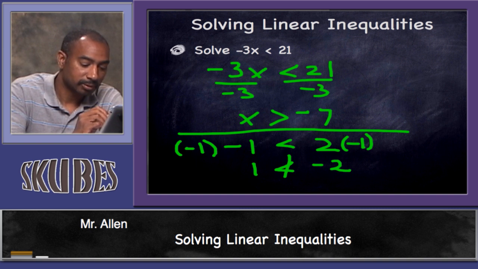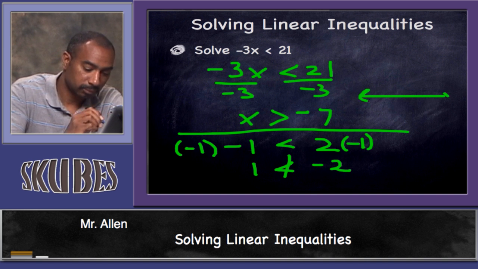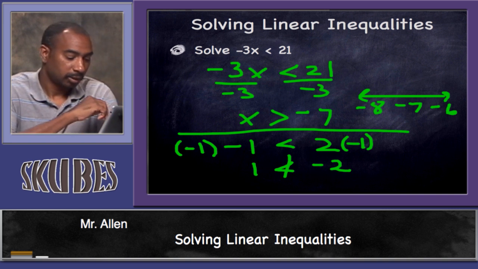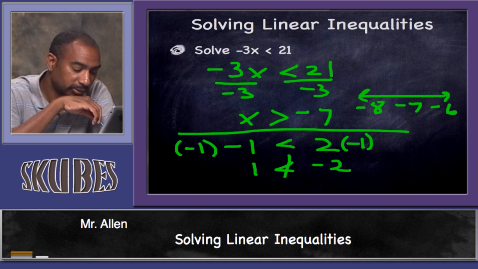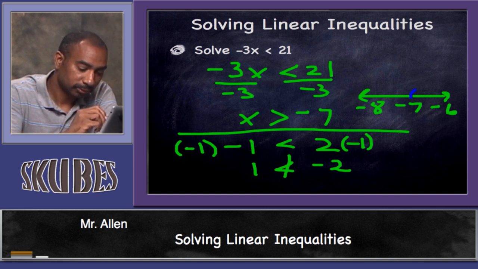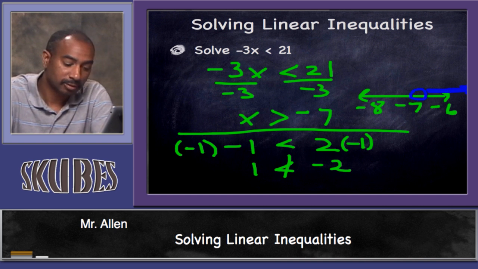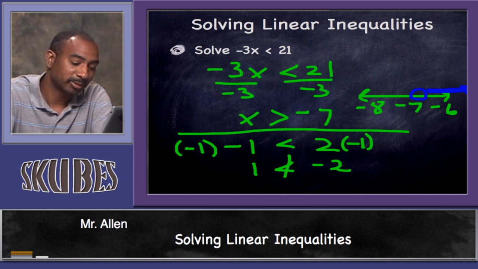All right, if I were to graph this, this would be negative 7, and I have a negative 8 here, negative 6 here. And we're not including negative 7, so I need an open circle there. And I want all numbers that are greater than negative 7, but not including negative 7. So the graph's going to go this way. So numbers like negative 6, negative 5, on up to the positive numbers, 0, 1, 2, 3, 4.